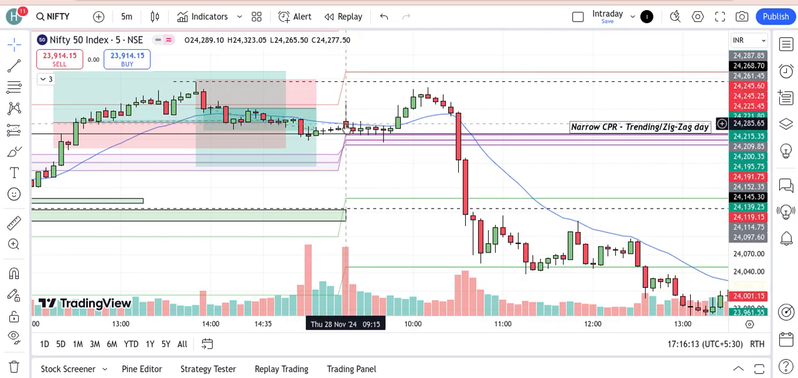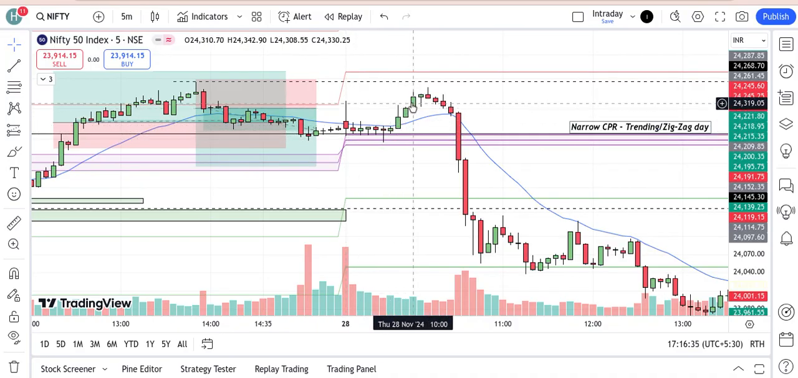Now the first candle was bearish here, but there is no short trade because there is immediate CPR support and it closed here. Although CPR is narrow, unless the CPR is broken we cannot take the trade. Then market tried to consolidate and then it went up.